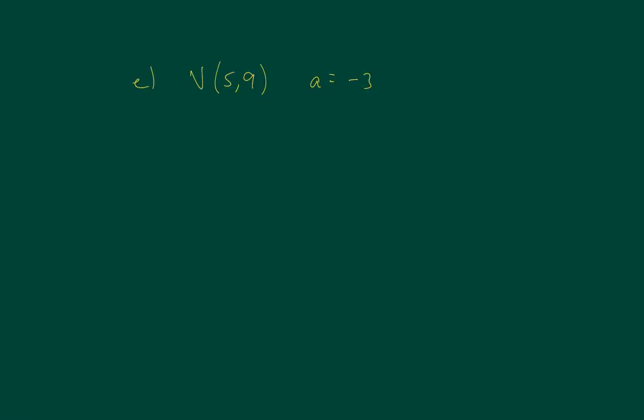So looking at the parabola for E, we see the vertex is at 5, 9. We also see that this thing is stretched vertically by a factor of 3, and it's upside down, so hence the negative and the 3 for the A value. And so I would guess that y equals negative 3 times x minus 5, opposite sign, squared, plus 9. And so that would of course be vertex form.